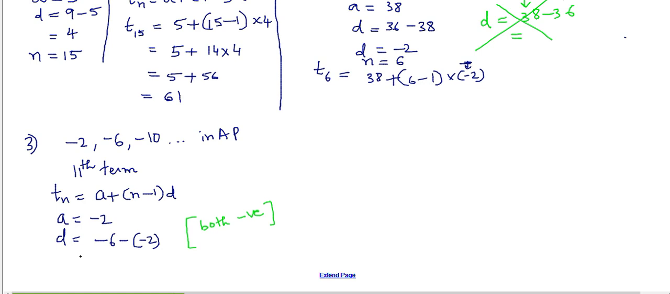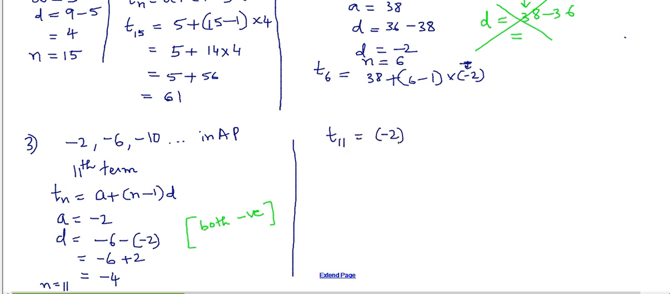If you avoid brackets, then your d value must be wrong, isn't it? So minus 6 plus 2, which will become minus 4. Okay, then what is n here? n is equal to 11, since I asked for the 11th term. Now what is Tn? T11 is equal to a.